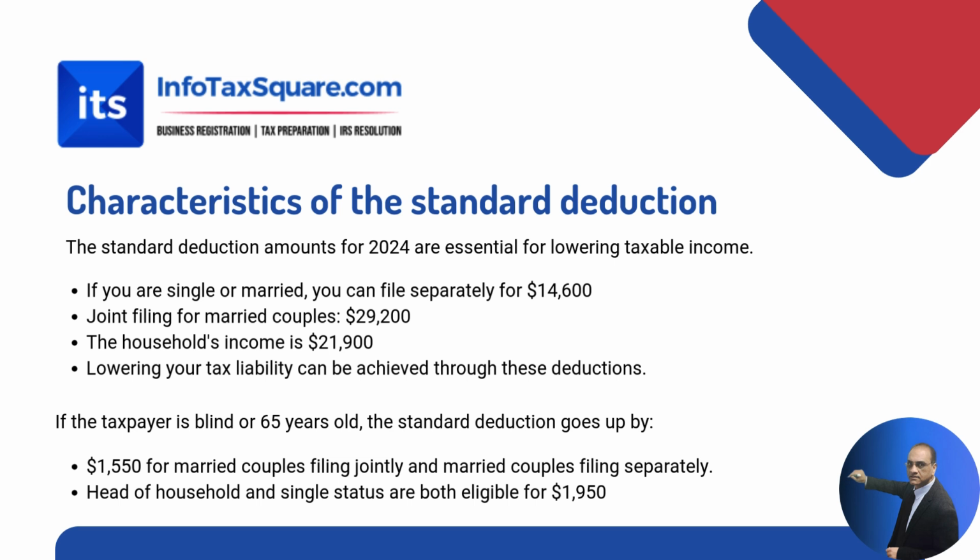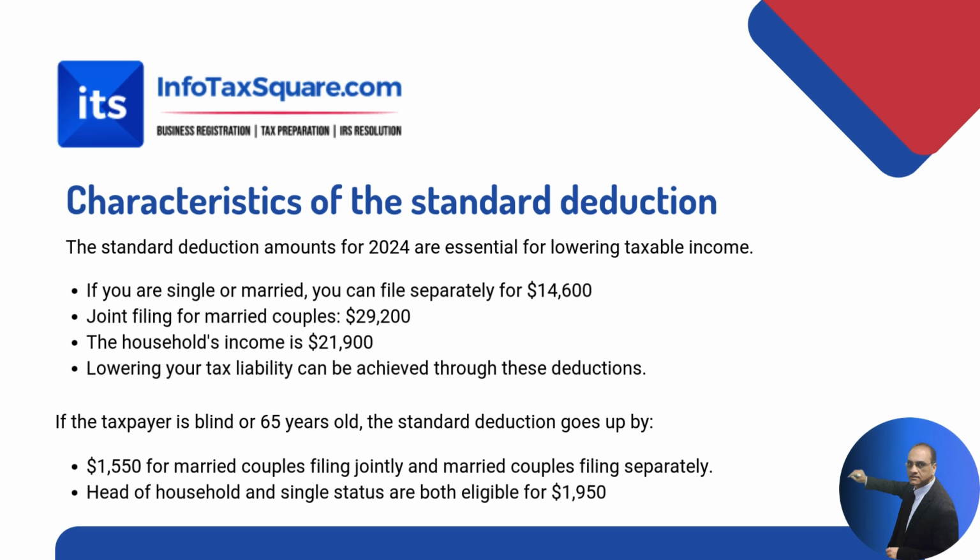So these are the deductions I have just shared with you. Those are for 2024. Lowering tax liability can be achieved through these deductions. More standard deduction, less liability. If the taxpayer is blind or 65 years old, the standard deduction goes up by, number one, $1,550 for married couples filing jointly and married couples filing separately. Number two, head of household and single status are both eligible, $1,950.